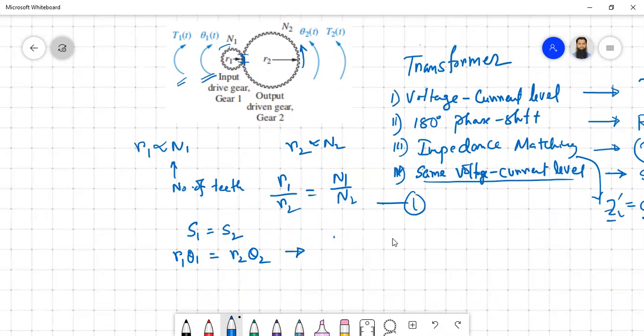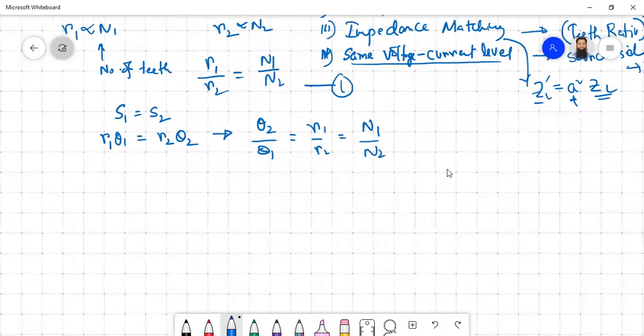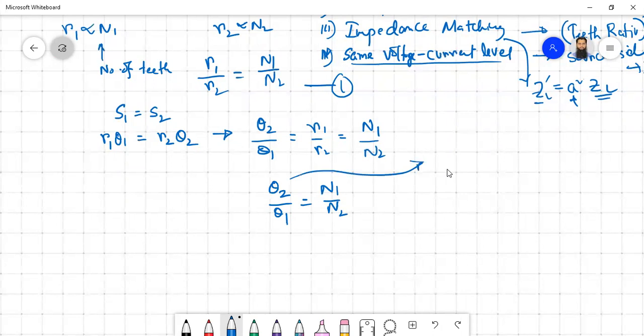So basically, we can say that theta 2 by theta 1 can be written as R1 by R2. Okay, so which further can be related with your turns ratio, N1 by N2. So bottom line is, what we can conclude here from this ratio is basically theta 2 by theta 1 is N1 by N2. Okay, so theta is similar to, I should say, current in the electrical domain if you consider the transformer.